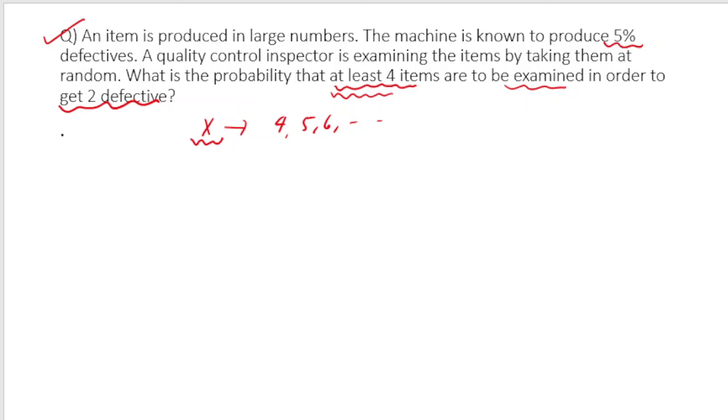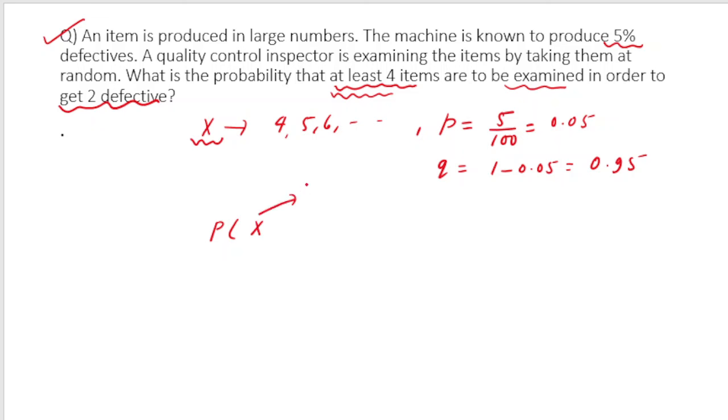I hope you have understood this, that here getting a defective item is a success, so the probability of success is 5 by 100, that is 0.05. What is the probability of failure? So 1 minus 0.05, that is 0.95, right? And if I have to calculate the probability that at least 4 items should be examined, basically I want the random variable, this negative binomial random variable, to have a value greater than or equal to 4.